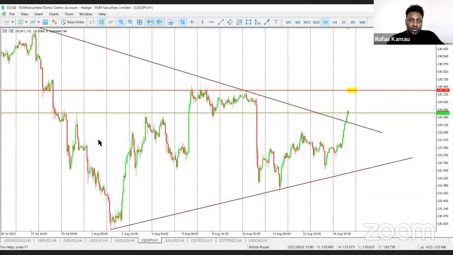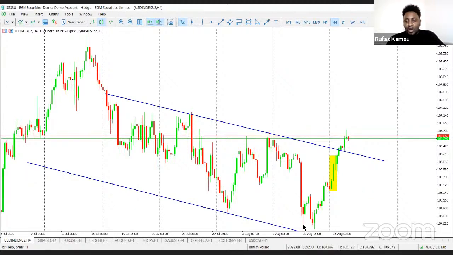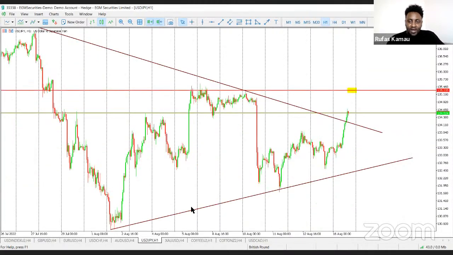Following the original thesis here, the dollar is very, very strong in the market and could continue being strong for the rest of the week. So following that assumption, there's a good chance we could be seeing the dollar strengthening against the yen further, maybe even towards the previous high that we saw last week here.